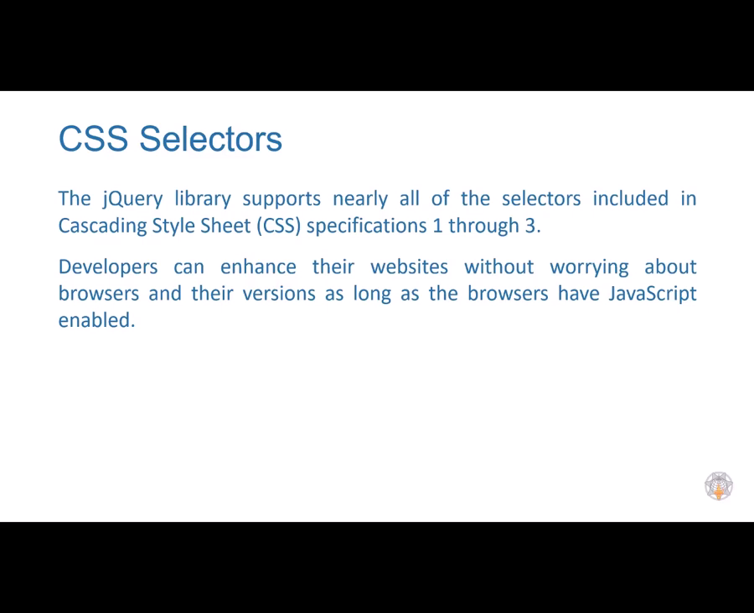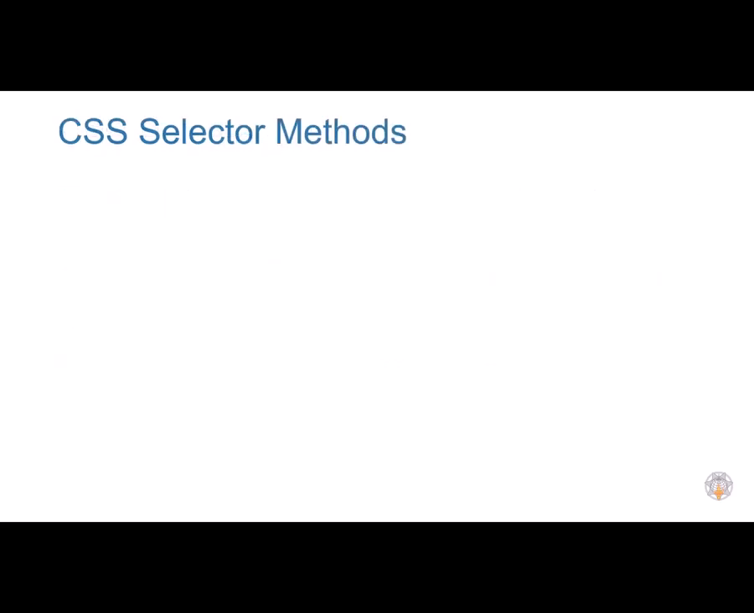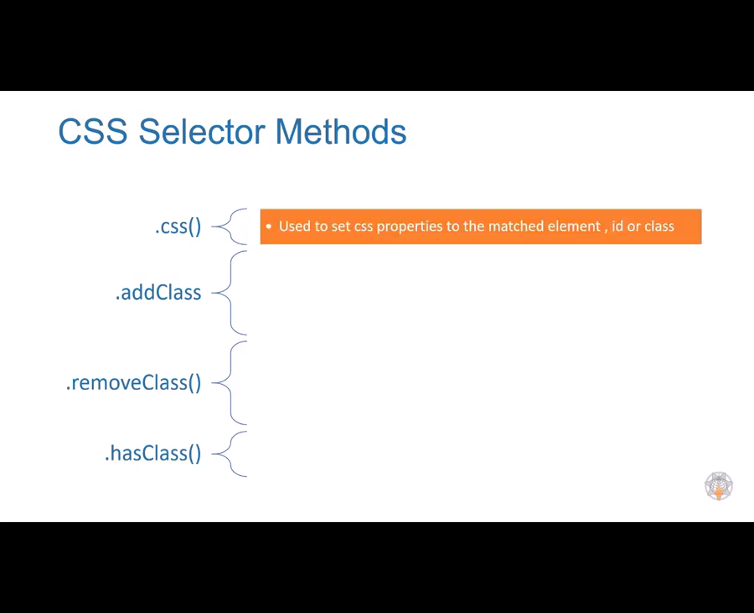Most of the jQuery CSS methods do not modify the content of the jQuery object. They are used to apply CSS properties on the DOM element. Now let us see different CSS selector methods. The commonly used CSS selector methods are .css, addClass, removeClass, and hasClass methods. The CSS method is used to set CSS properties to the matched element, ID, or class.